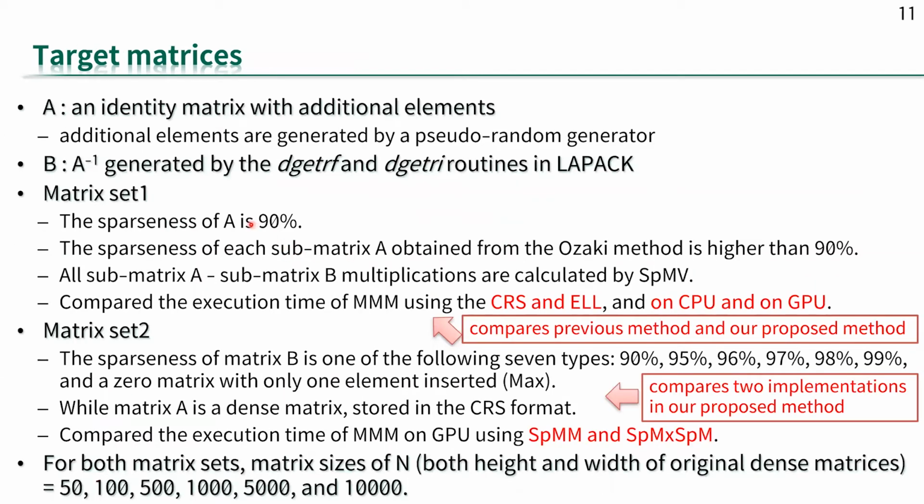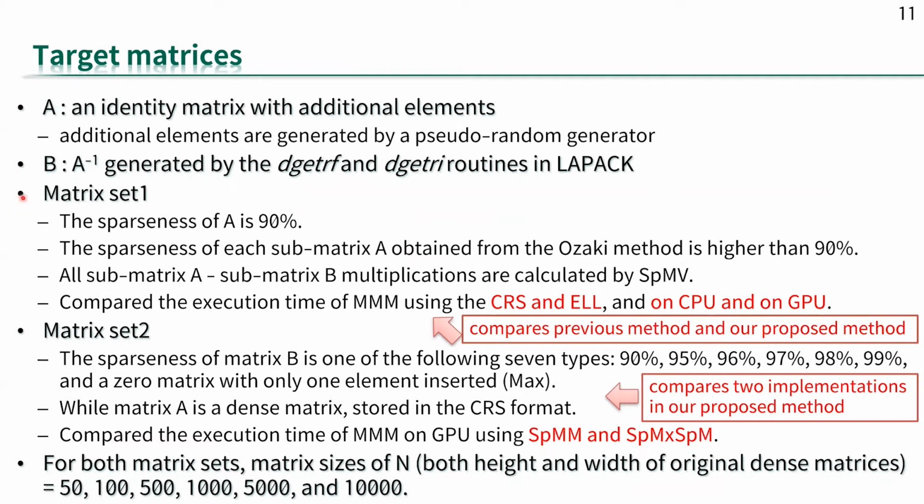This slide shows the information about target matrices. Matrix A is an identity matrix with additional elements. The additional elements are generated by a pseudo-random generator. Matrix B is the inverse matrix of A, which is generated by LAPACK.